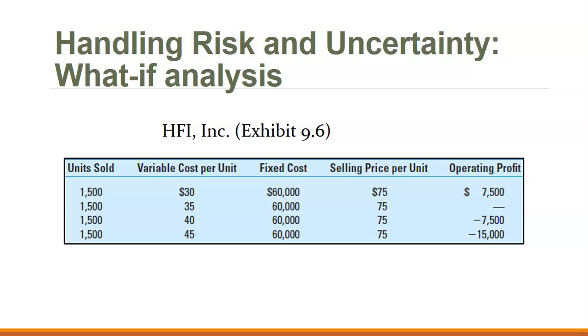What we're looking at here is what would happen if our variable cost per unit changed. What happens if the cost of our direct materials or direct labor increases? For example, our units sold stay the same, our fixed costs stay the same, and our selling price stays the same. However, that change in variable cost affects our operating profit. So you can see that at $30 for variable cost, we would have a positive operating profit. At $35 variable cost, we would break even, and at $40 or $45 variable cost per unit, we would have losses.